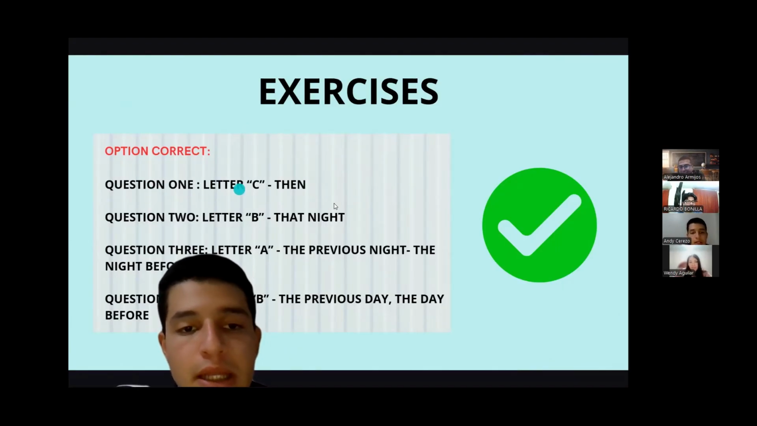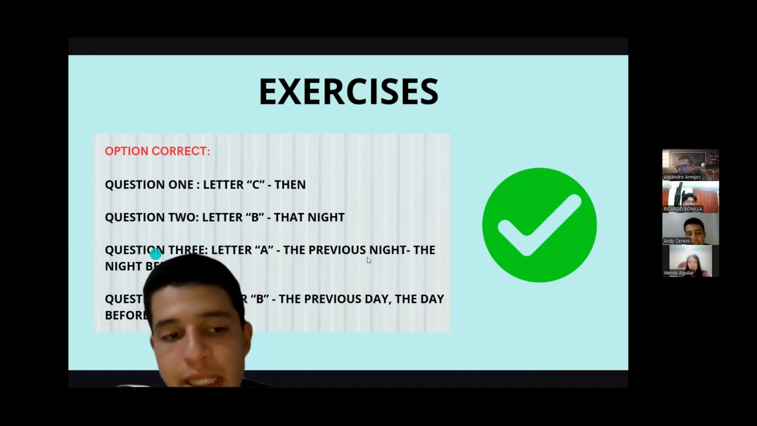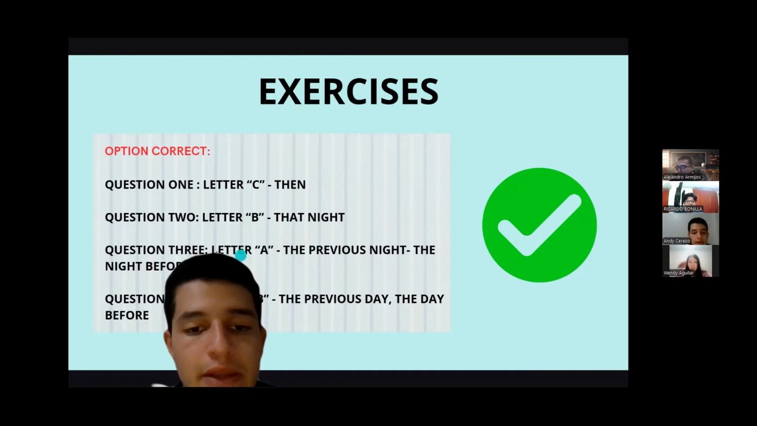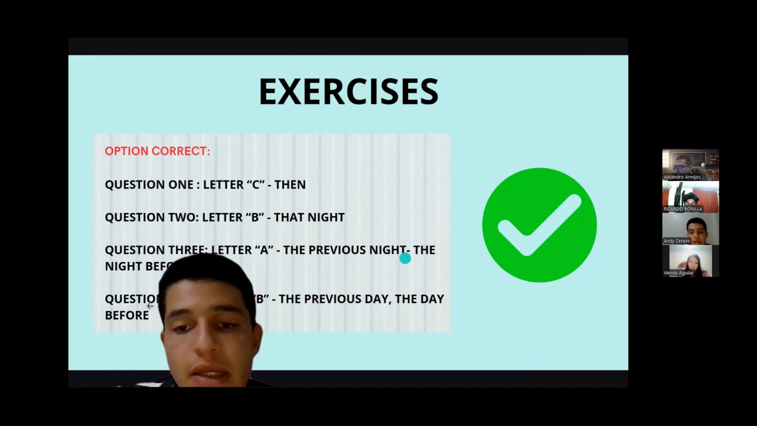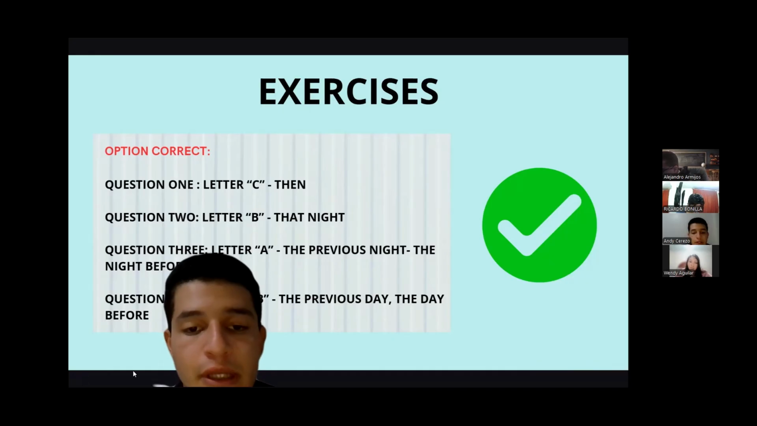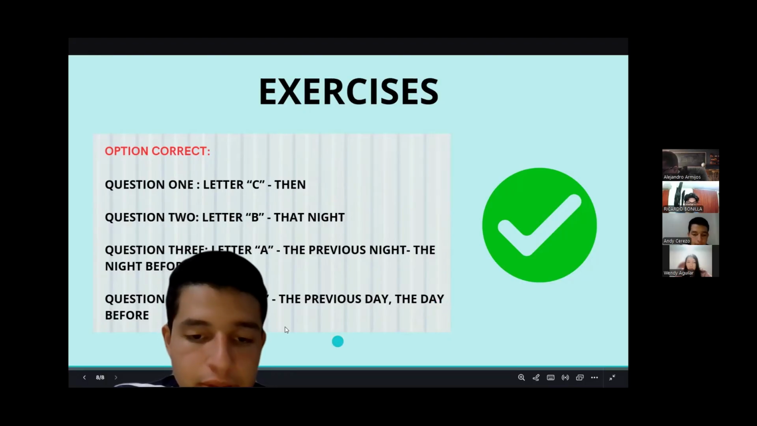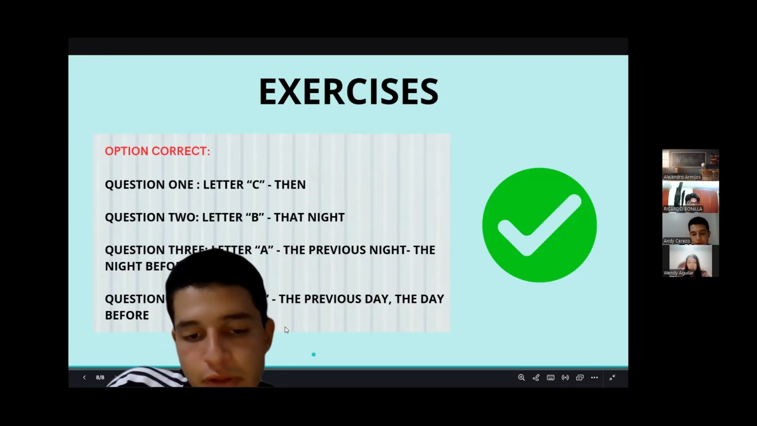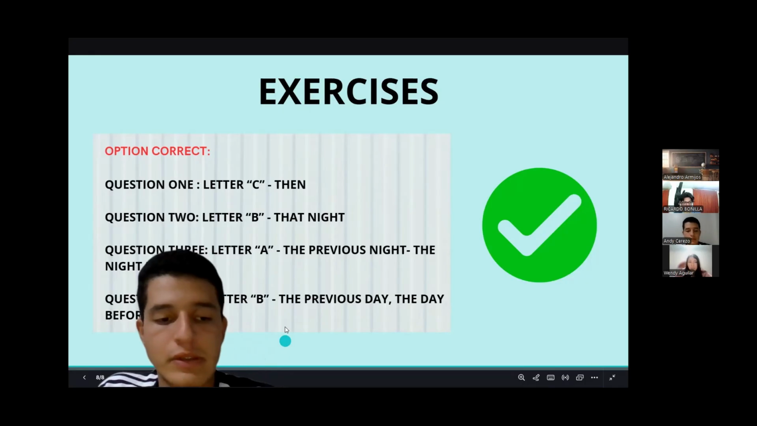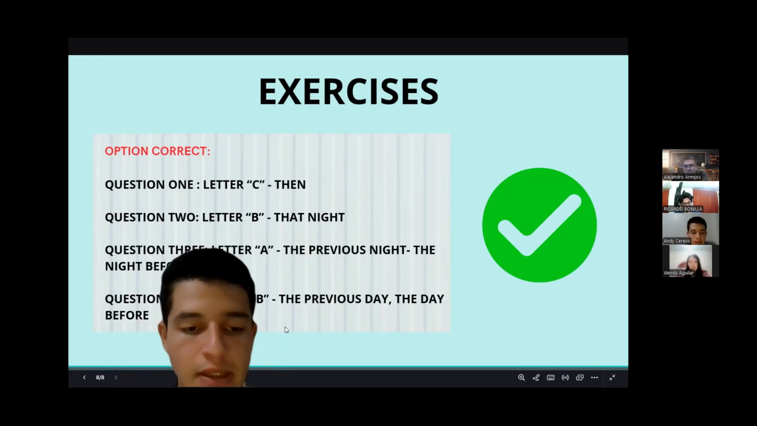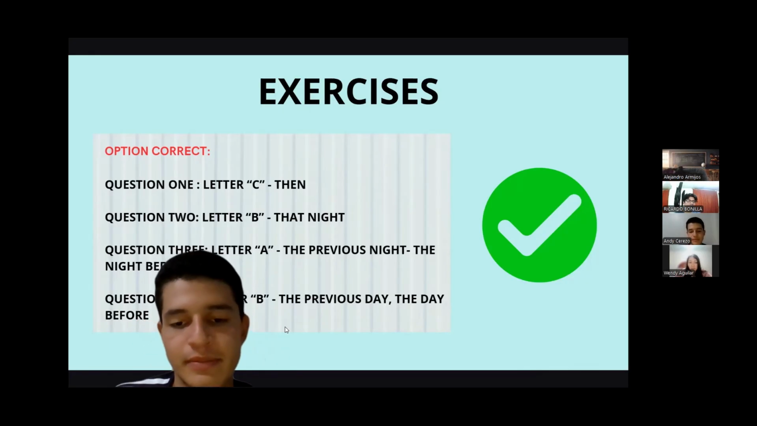Question one, letter C. Question two, letter B: tonight changes to that night. Question three, letter A: the previous night, the night before. And question four, letter B: the previous day, the day before. This is all for this class, my dear students. Congratulations for your answers. Thank you all. Thank you, teacher.